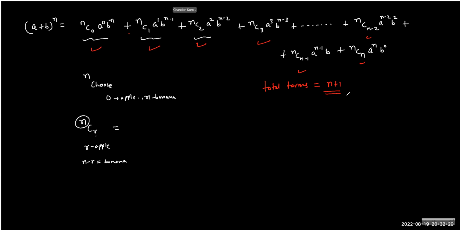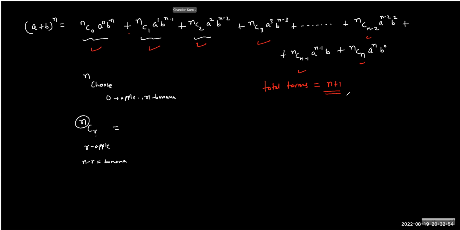And a plus b whole square is similar. Either you pick both apple, a square, there is only one choice, or you pick one apple, one banana, so we have now two choices. Or you can pick both banana, so again we have only one choice. So the choice is the way to see through the world of permutation and combination, and as you learn more, you will really enjoy this part.